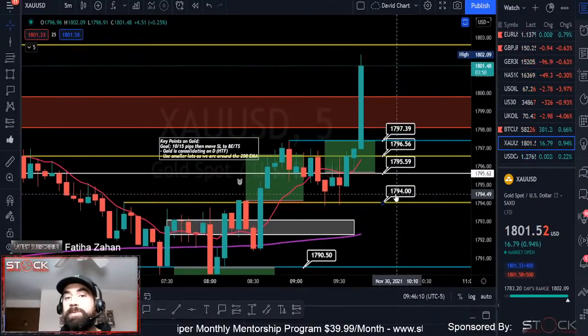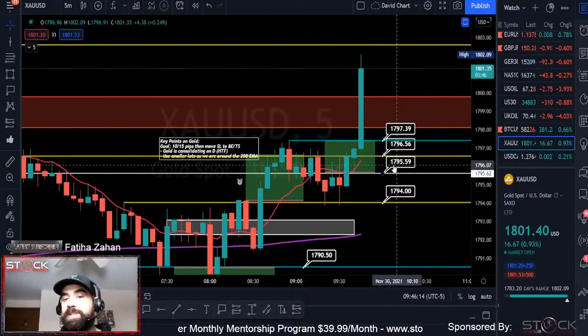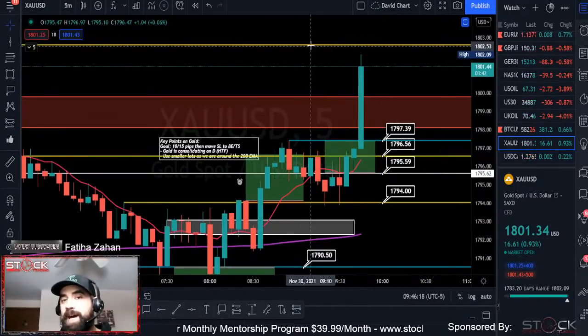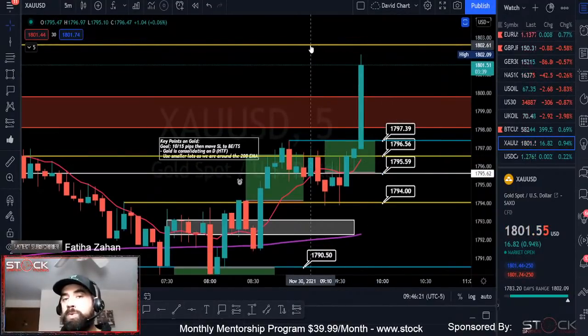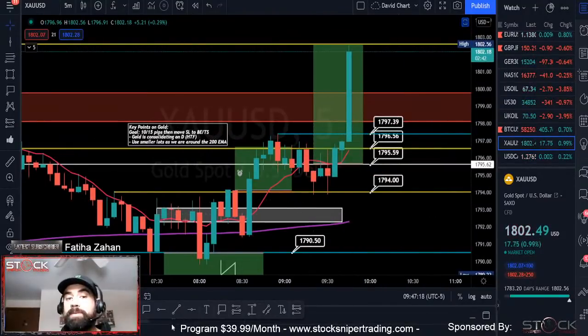Okay, so check this out. Look at this, guys. I had this 1795 area. I mentioned to you that this is the key area for the break. And if you got it, guys, the resistance is the high, the overall TP 1802. Okay? This is the runner right there.